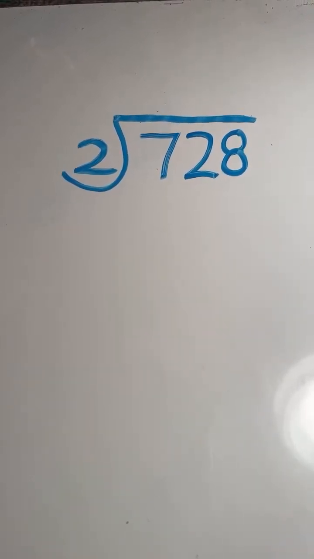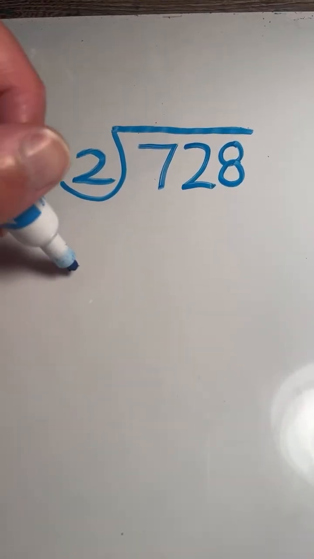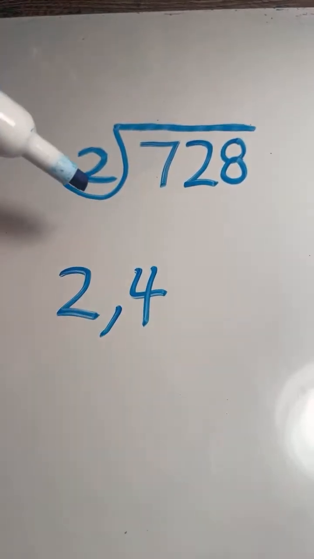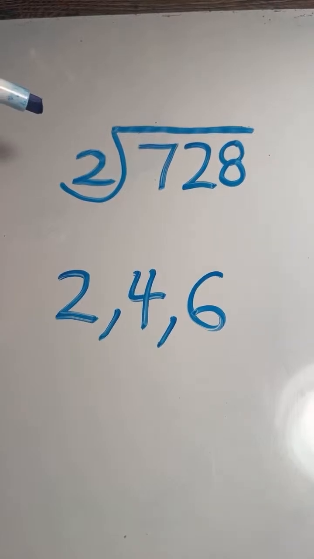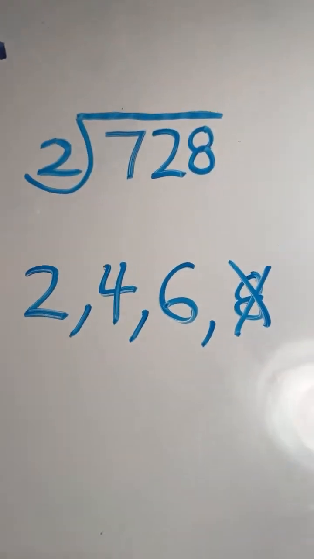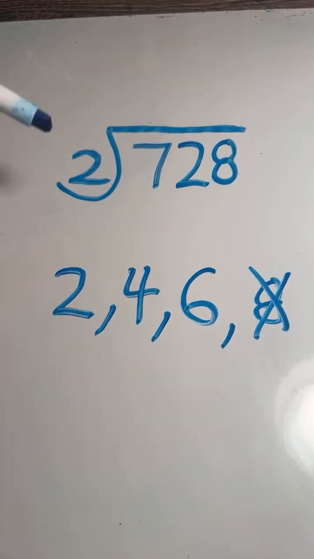So what I'm going to do here is skip count. I'm going to count by 2s. 2, that's 1 group of 2. 4, 2 groups of 2. 6, 3 groups of 2. Now if I count by 2 again, I'll be at 8, and 8's too far. 8 would be past the number 7, but I was able to get 1, 2, 3 full groups of 2 within the number 7.